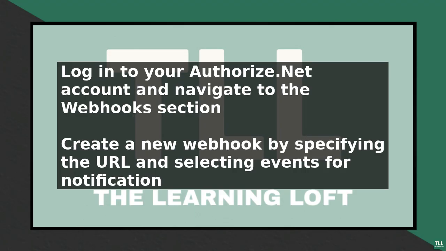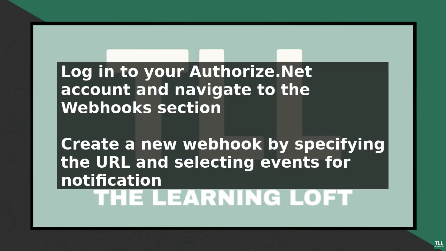When creating a webhook, you need to provide a URL that can handle HTTP post requests. This URL will receive the webhook notifications from Authorize.net. You can use a tool like Postman or curl to test your webhook URL and ensure it is working correctly.